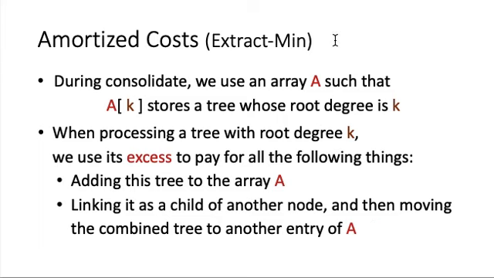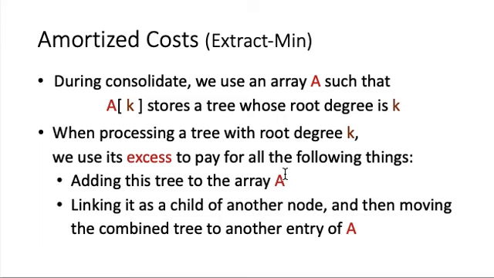Now let's see extract min. Recall that during the consolidation step, we will use an array A such that A[k] stores a tree whose root degree is k. So we will use this to facilitate the consolidation process. Now, this is how we are going to use the excess to help pay for the operation here. So when we process a tree with root degree k, we will use the excess to pay for the following things. We will try to add this tree to the array A.